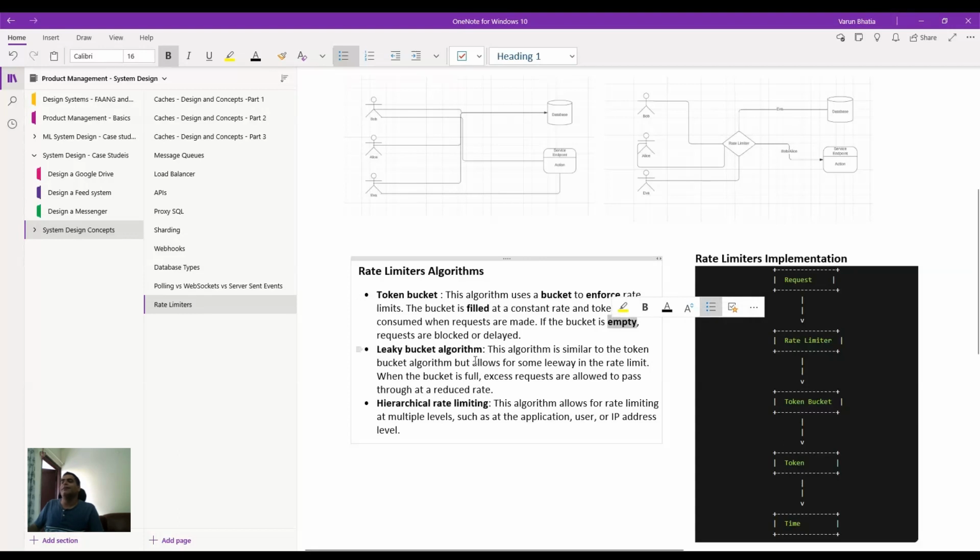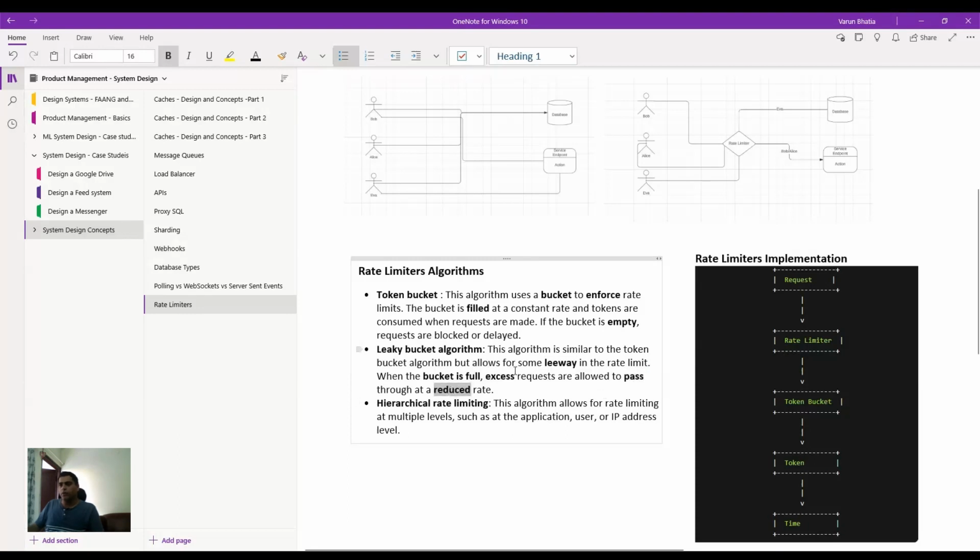Leaky bucket, probably not used as much, but good to know from a theoretical concept perspective. The algorithm is similar to token bucket, but allows some leeway on the rate limit. The rate limit is what you are allowing to pass through, right? So in the leaky bucket algorithm, when the bucket is full, you can allow the access requests to pass. So you allow access requests to pass through at a certain reduced rate.